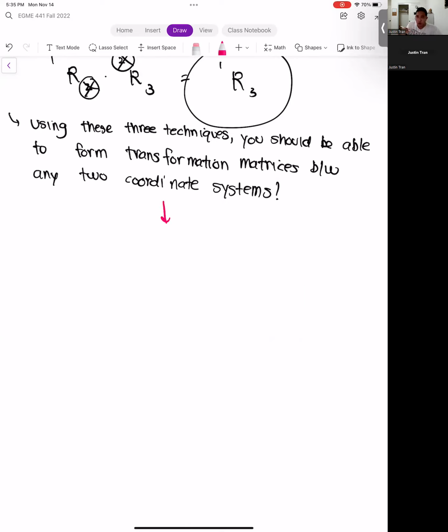And so using all these techniques, part of it is a little bit of problem solving, in that you want to form the right transformation matrix.